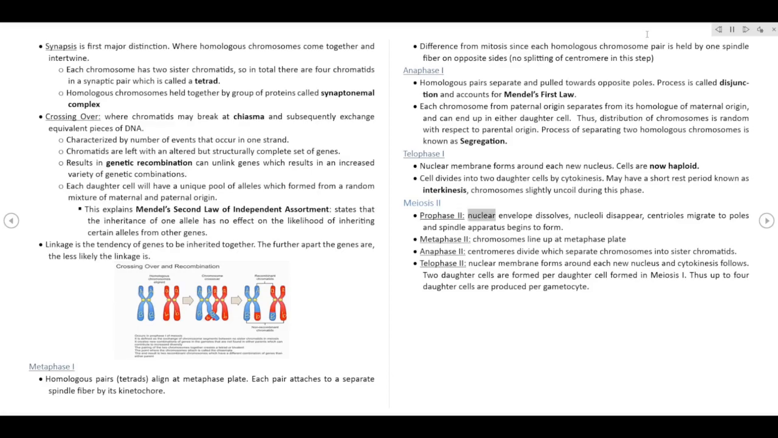Prophase II: the nuclear envelope dissolves, nucleoli disappear, centrioles migrate to the poles, and the spindle apparatus begins to form. Metaphase II: chromosomes line up at the metaphase plate. Anaphase II: centromeres divide, which separates chromosomes into sister chromatids. Telophase II: a nuclear membrane forms around each new nucleus and cytokinesis follows. 2 daughter cells are formed per daughter cell formed in meiosis I. Thus up to 4 daughter cells are produced per gametocyte.